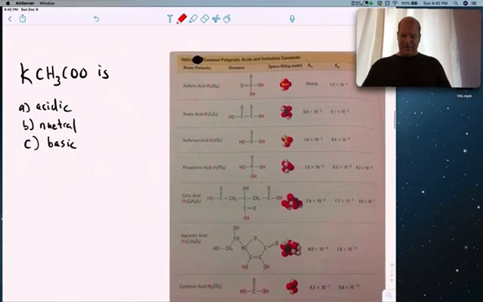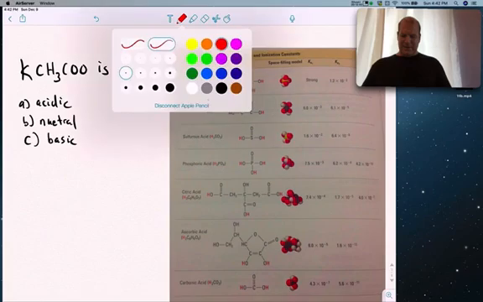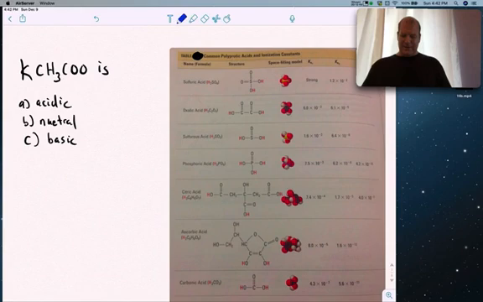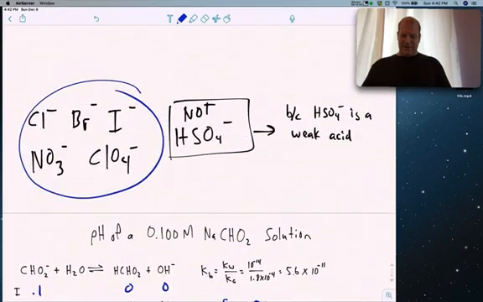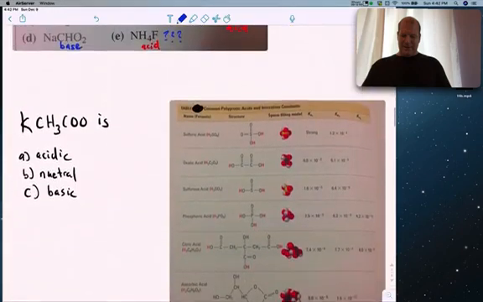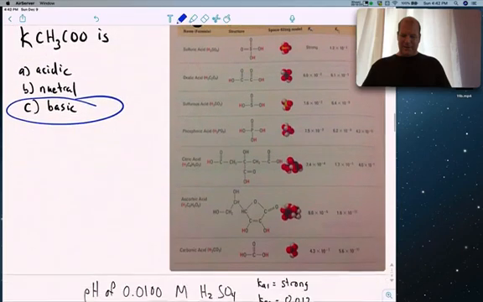Let's see if you can follow. Potassium acetate. Is this acidic, basic, or neutral? Potassium is from the strong base potassium hydroxide. It's an alkali. Acetate is not one of those strong acid ions, right? Therefore, it's not from a strong acid. So we have a strong base and a weak acid. This is a basic salt.